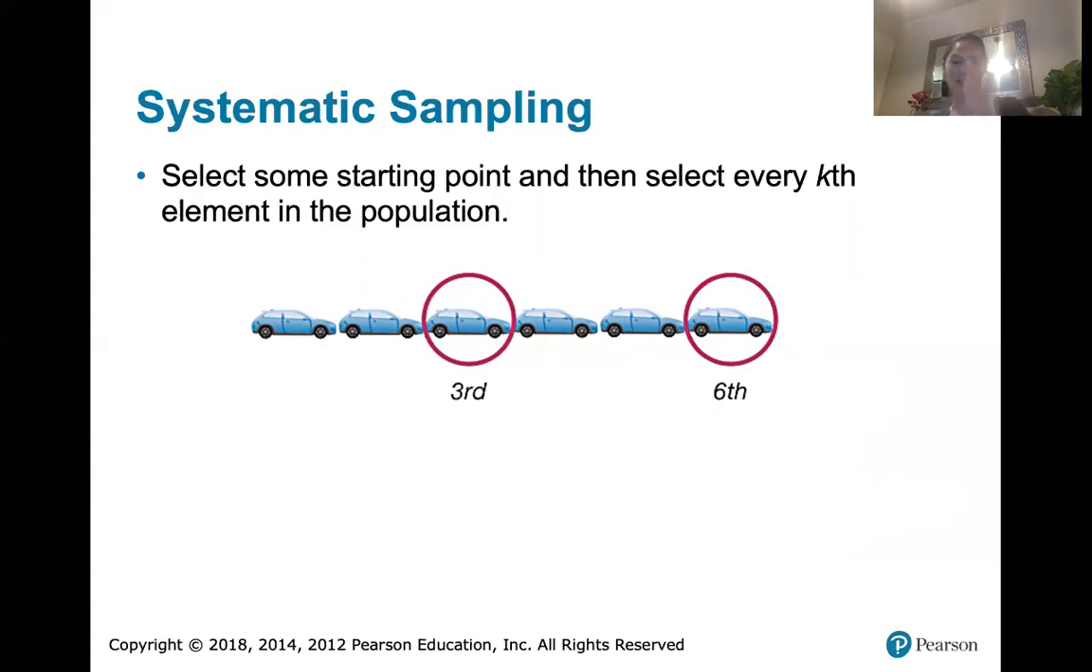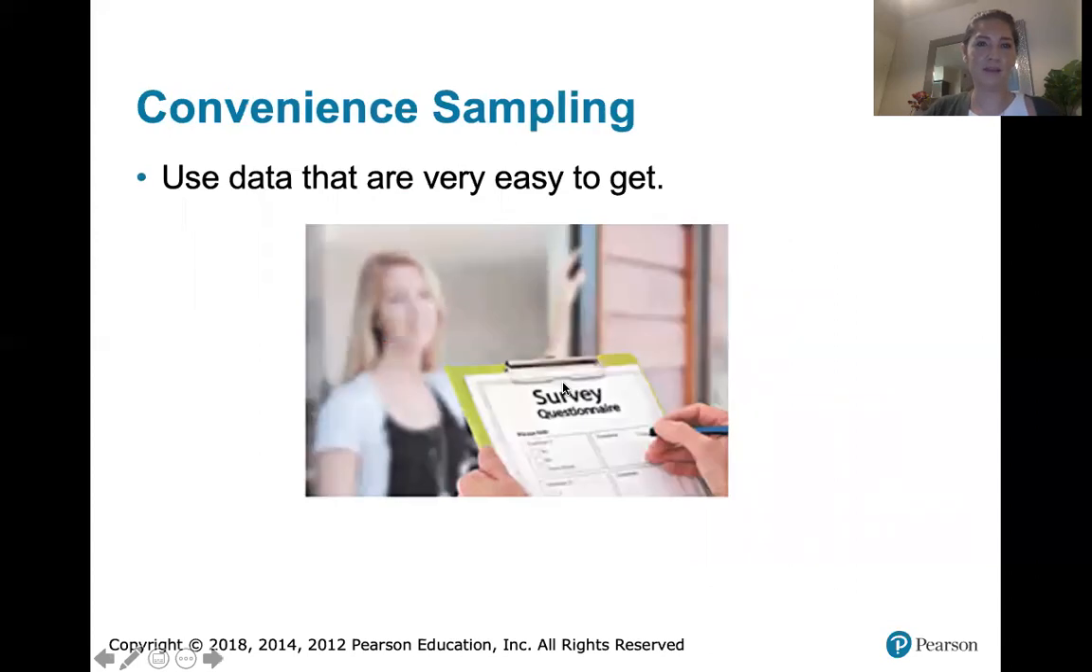Or if you were to start at the 2nd phone number and then call the 7th and then 5 more from that, the 12th, and then 5 more from that, the 17th, and so on. So you start at some place and then you just increase by the same number every time. That's systematic sampling. A convenient sample is just using data that are very easy to get.